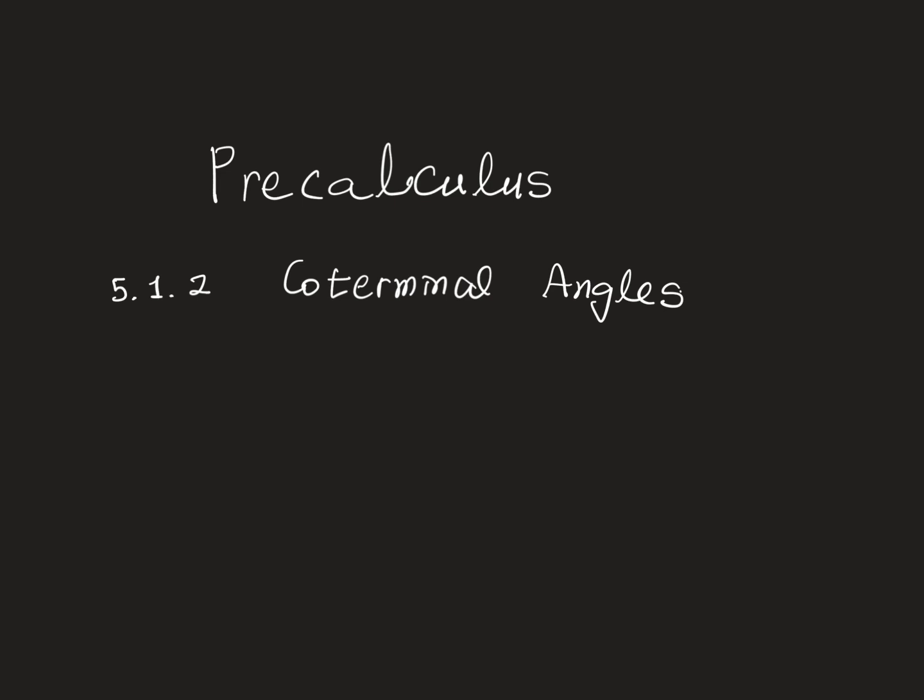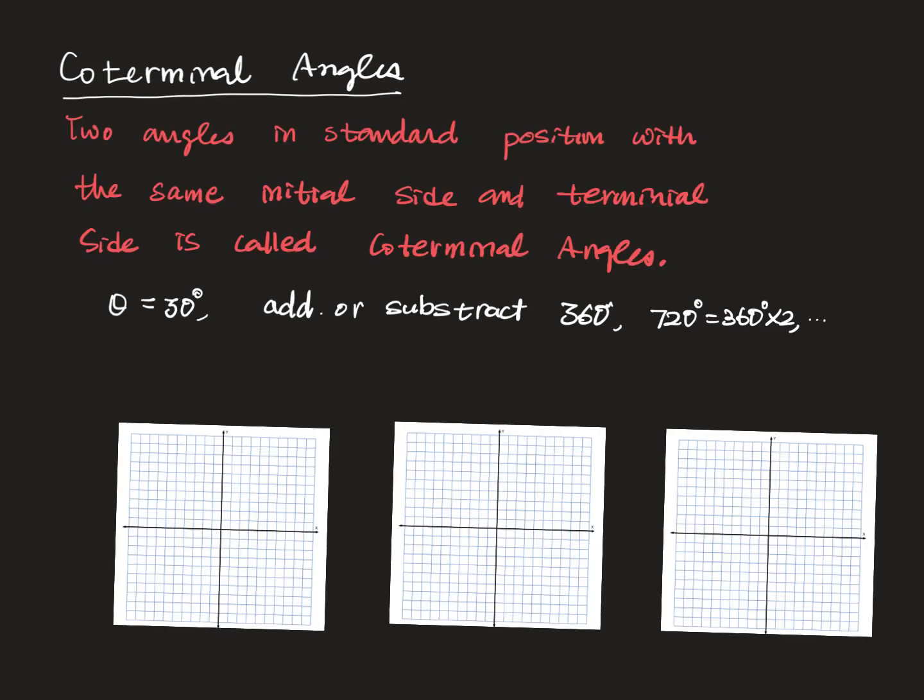This is pre-calculus, and we want to discuss coterminal angles. First, we're going to think about what coterminal angles are. Coterminal angles are two angles in standard position with the same initial side and the same terminal side. We call them coterminal angles. So here is an example.